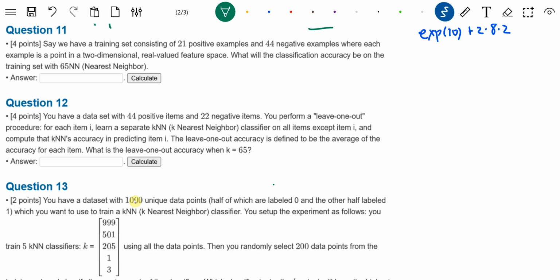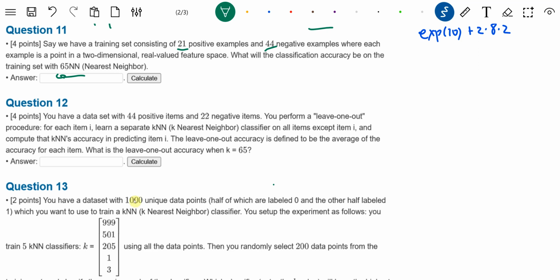So the first one is asking about if you have a 65 nearest neighbor. So already you probably think it's somehow related to the total number of examples. And it is actually equal to the total number of examples. And the question is asking what's the accuracy of that. So first, let's see what 65NN will do.